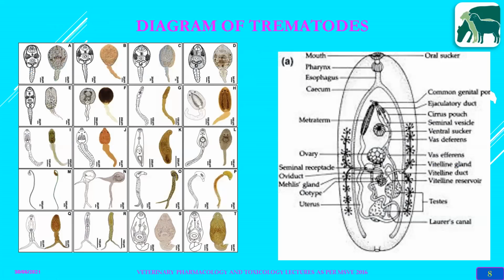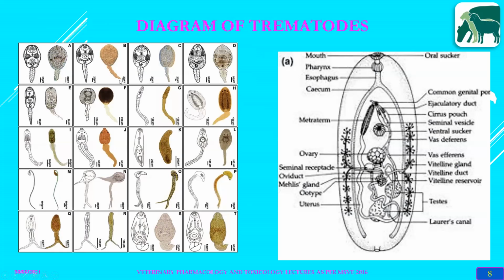Then this is the diagram of a trematode. So as usual, it contains the mouth, then pharynx, esophagus, cecum, then the common genital pore, also known as metraterm, then it has the testes and also the ovaries, oviduct. So as usual, they are once again coming under the category of the hermaphrodites.